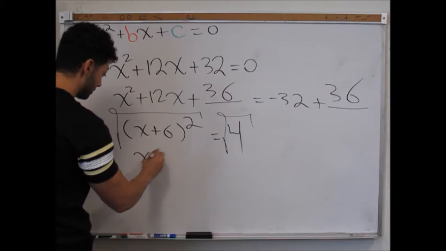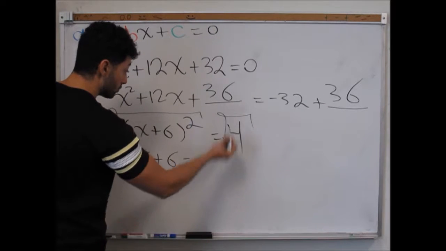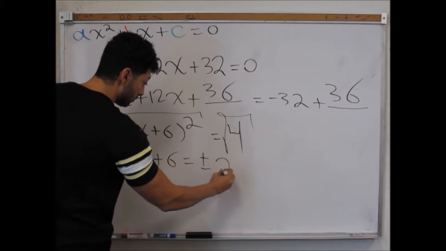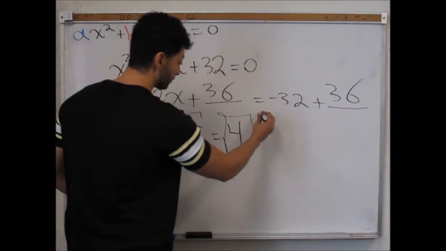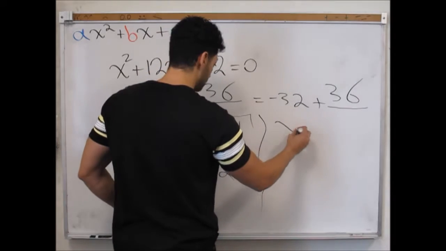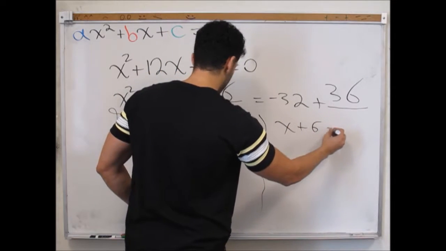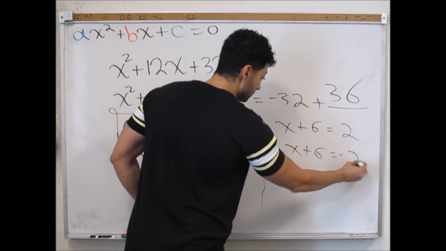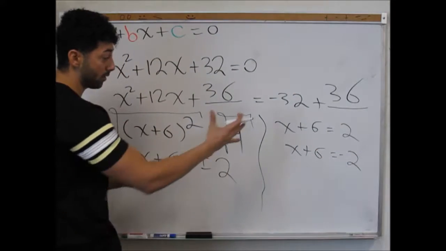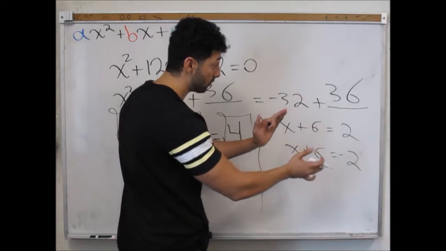So then we get x plus 6 equals plus or minus 2. You have to account for the roots, right? So then we get x plus 6 equals positive 2, and x plus 6 equals negative 2. So then we just subtract the 6 over and we get our answer.